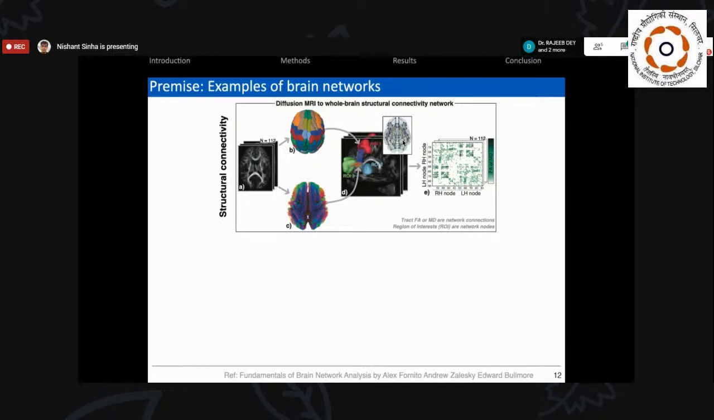We can also present this like a matrix where the X and Y axes would be the different regions of interest or nodes, and the elements of the matrix would be the edge properties obtained from diffusion MRI. So there are different properties like fractional anisotropy or MD, and they form the edges of the network. So this is giving an indication of how the brain is anatomically wired. And this is called structural connectivity.